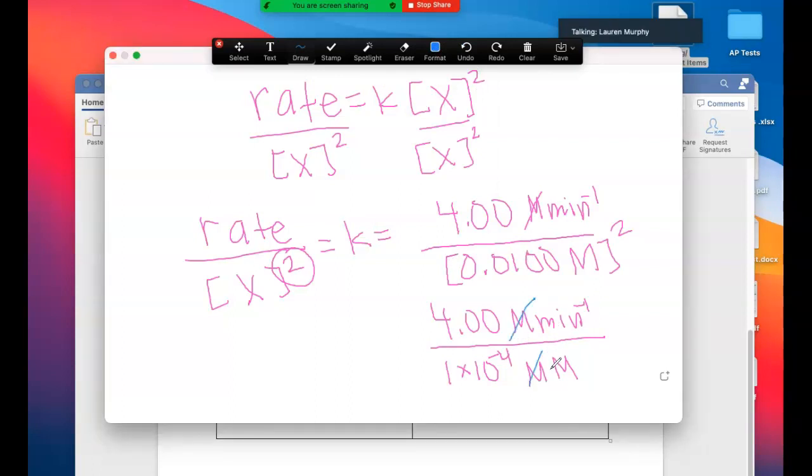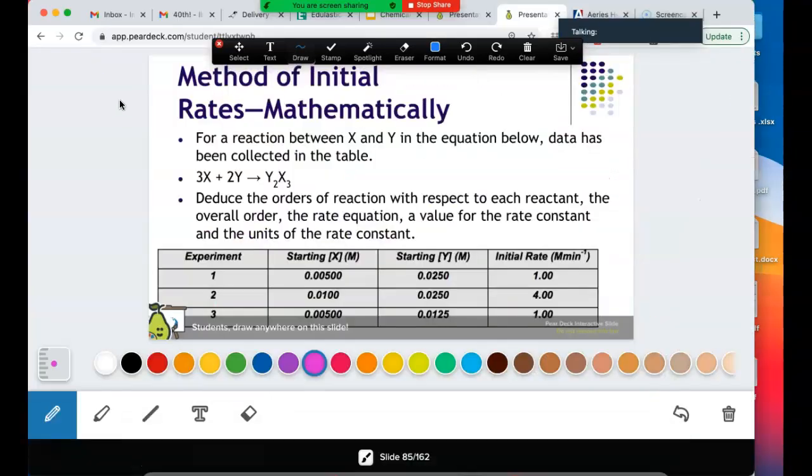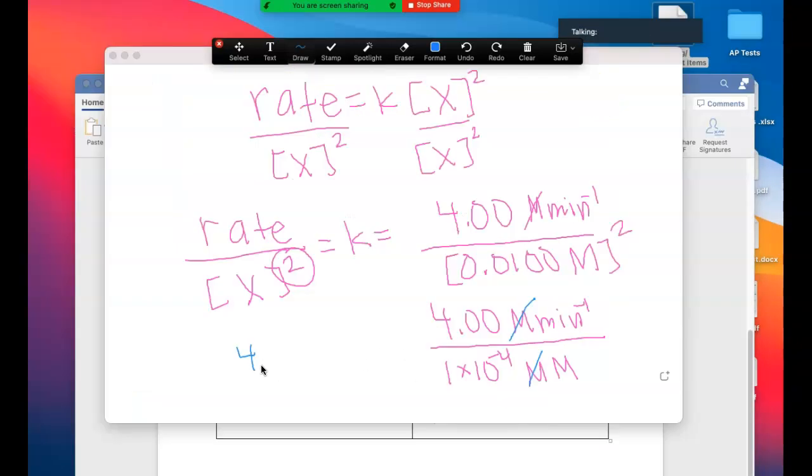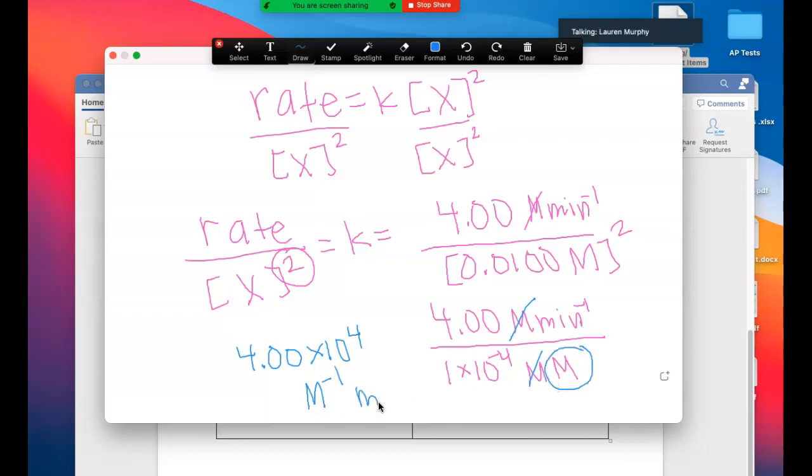Now 4 divided by 1 times 10 to the negative 4 is 40,000. Is it 3 sig figs? It is. Ugh. So I have to write this in scientific notation. 4.00, it's 40,000, times 10 to the fourth. Now my units are M to the minus 1, because it's in the bottom, and minutes to the minus 1. So this is the K constant.